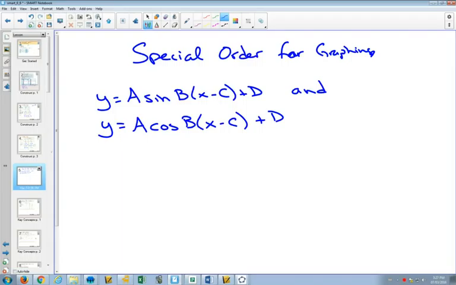But looking at some of the patterns that we noticed when we looked at the A, the B, the C, and the D value individually, when we looked at the last section, we can create a shortcut for graphing these that'll be easier. The shortcut, the way that I like to call it, DAB C.